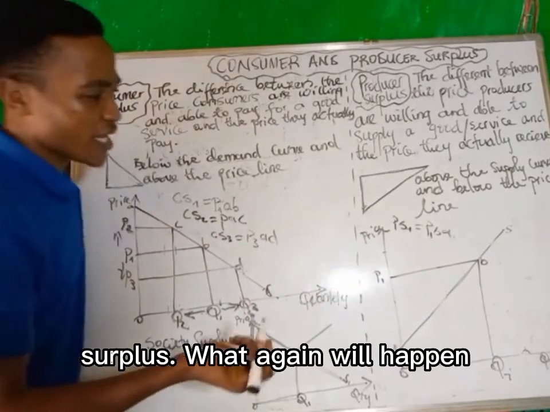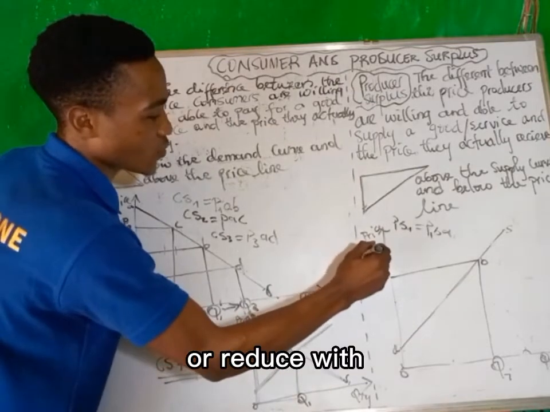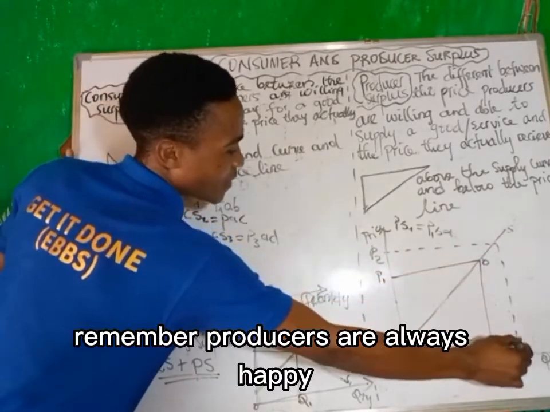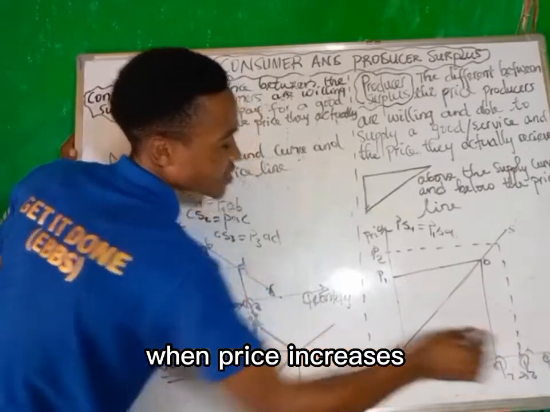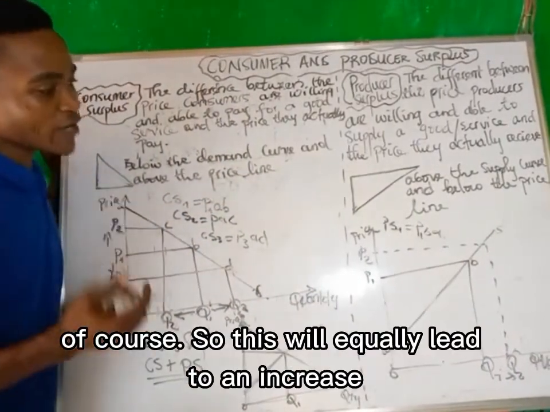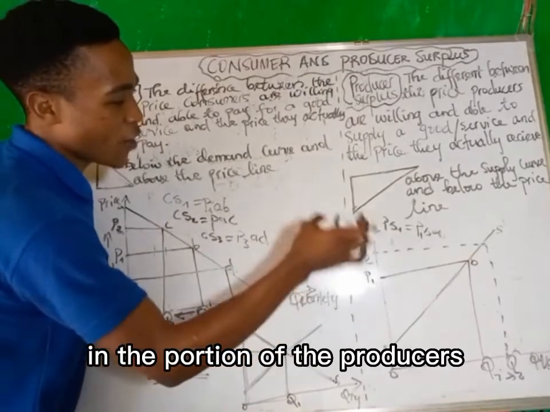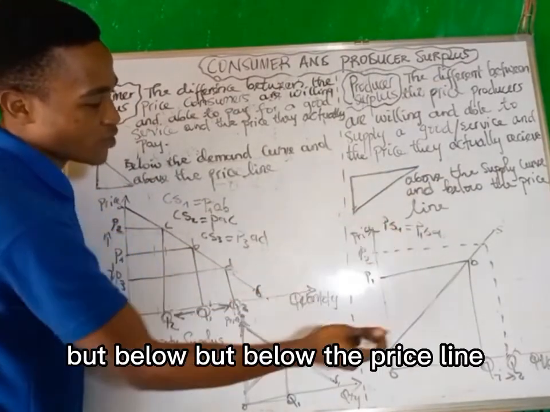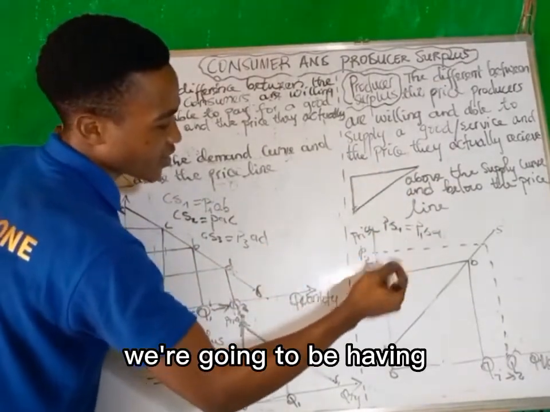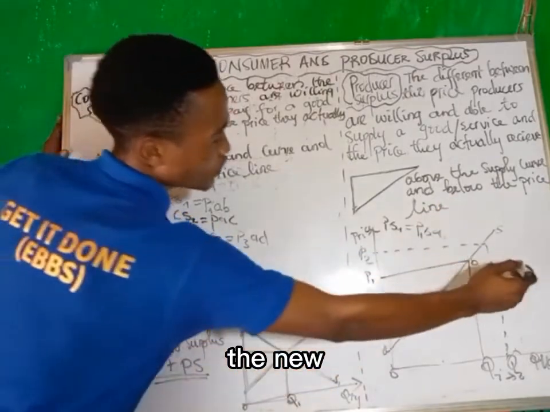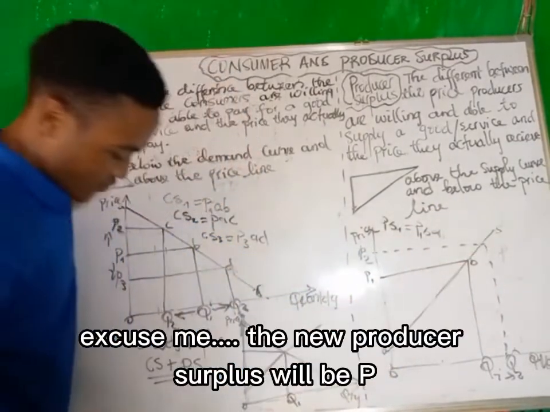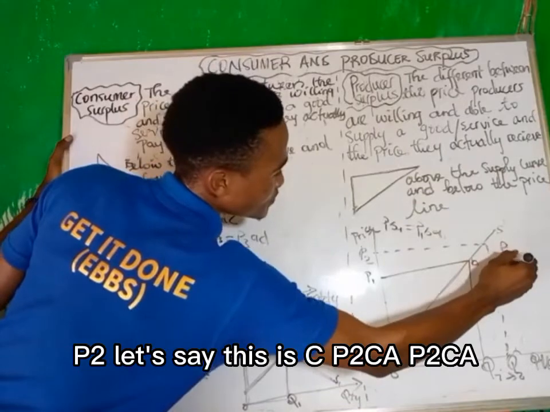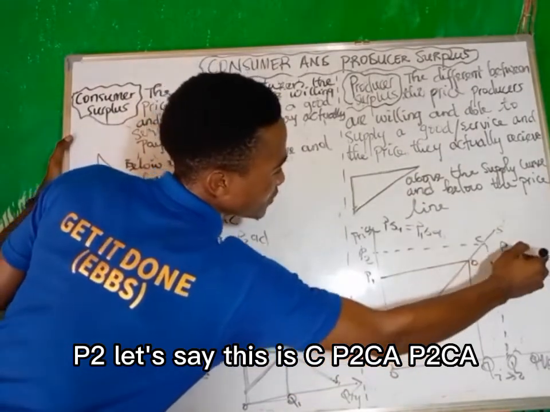What will happen if the price increases or reduces with the producer surplus? Let's say the price increases to P2. Producers are happy. Remember, producers are always happy when the price increases. So they will supply more, of course. This will equally lead to an increase in the portion of the producer surplus. Remember, it is always the portion above the supply curve but below the price line. So the new producer surplus will be P2CA, let's say this is C.